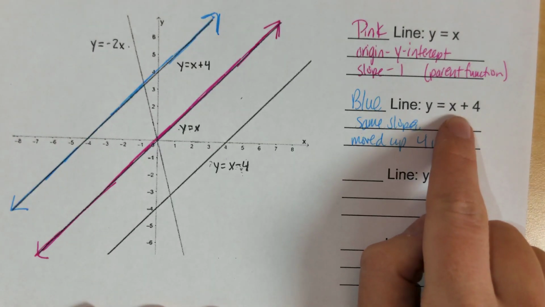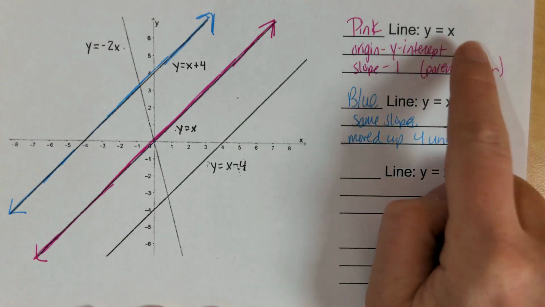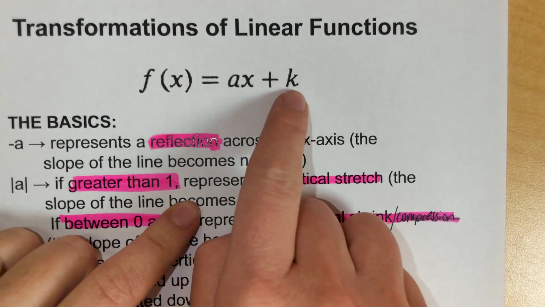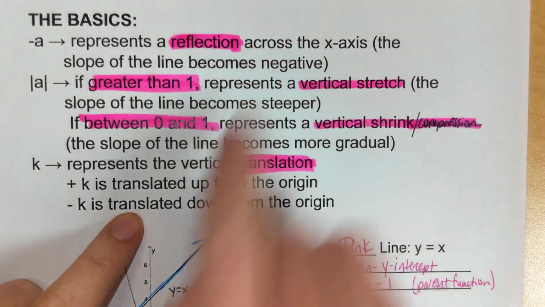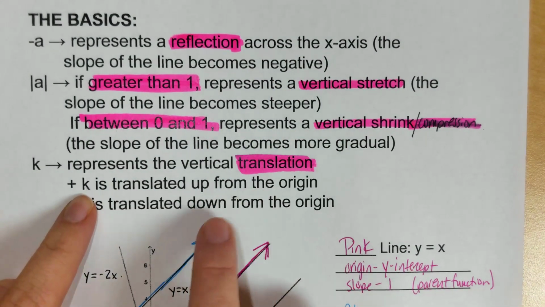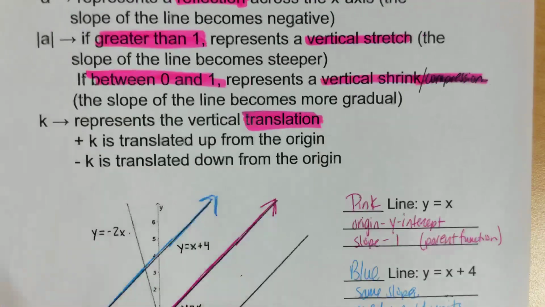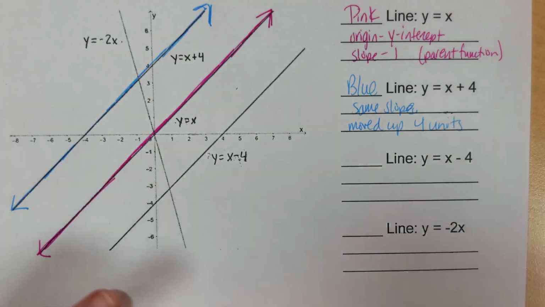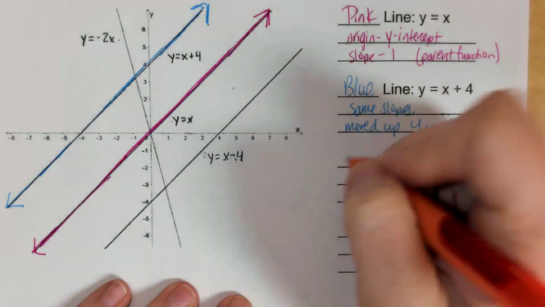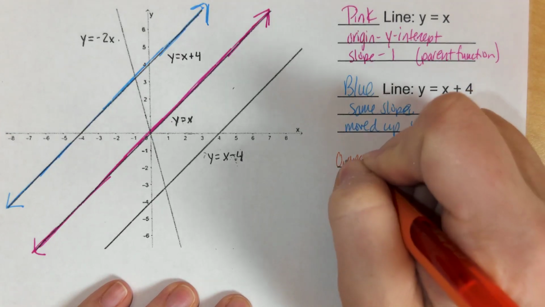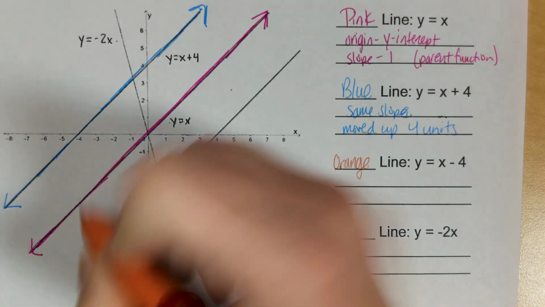Here, the only change from our equation was from x to x plus 4. So the slope stayed the same, but the k value changed, and it translated up from the origin because k was positive. It was a positive 4. Hopefully you're starting to see this pattern here. All right, up next we have the orange line. You pick whatever color you're using, and it's going to be this one right here down below.